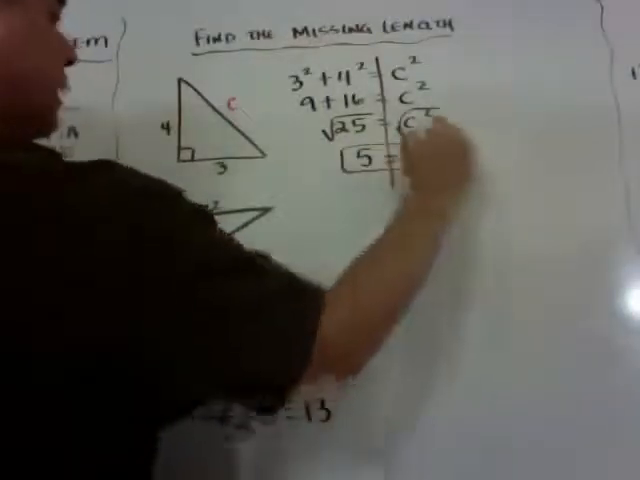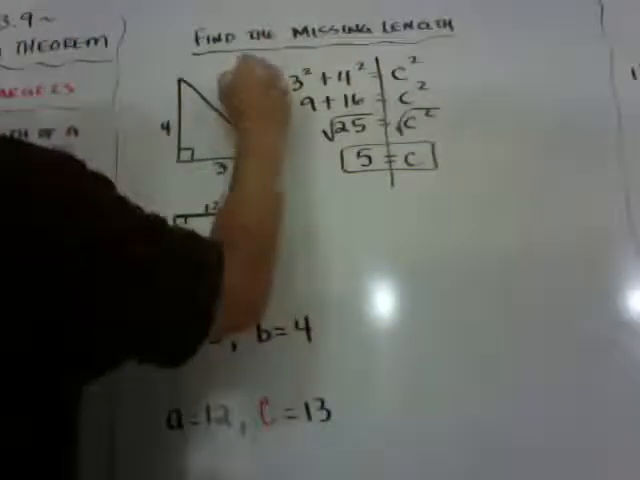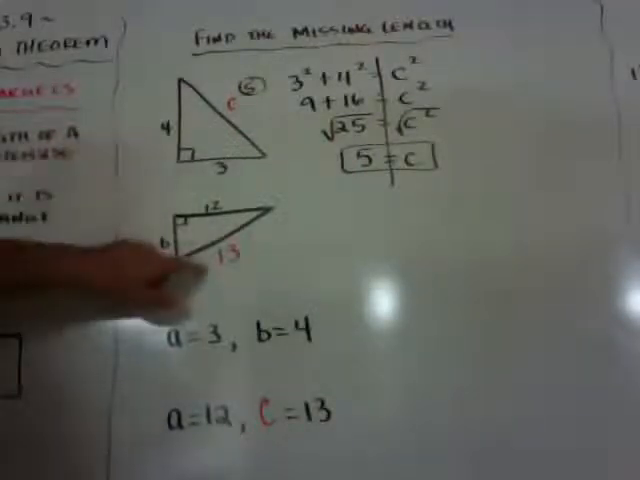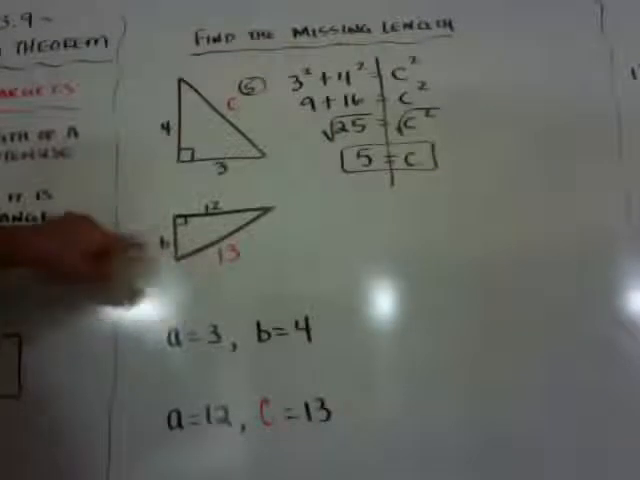And you just do a quick check. If I put a 5 here, that should be longer than these two legs, because we said the hypotenuse should be longer than the two legs. So that works. Okay.